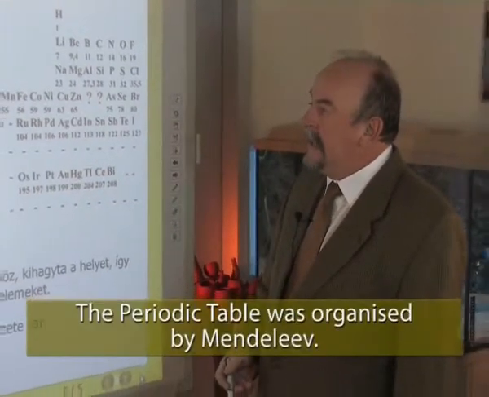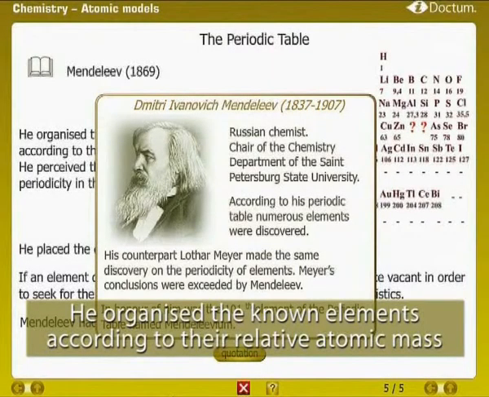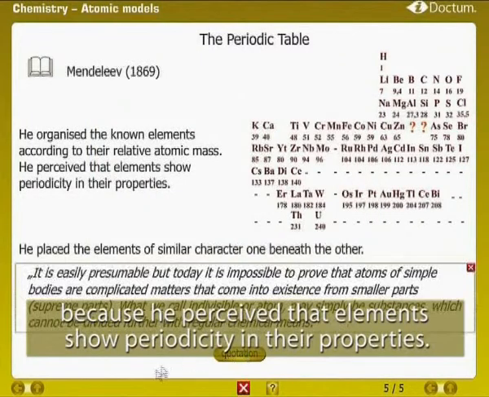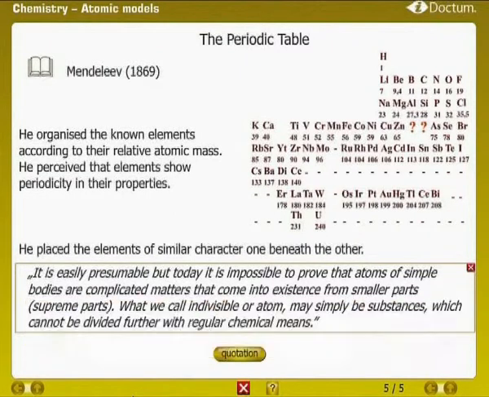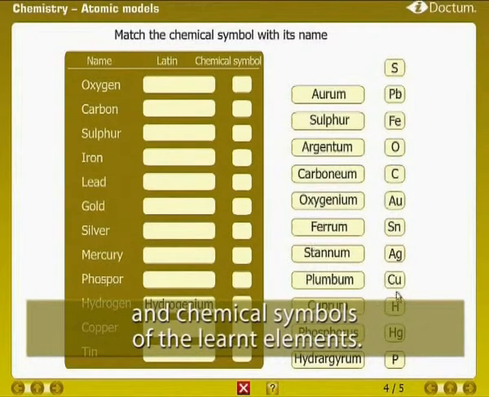The periodic table was organized by Mendeleev. He organized the known elements according to their relative atomic mass because he perceived that elements show periodicity in their properties. With the help of playful exercises, students can practice the Latin name and chemical symbols of the learned elements.